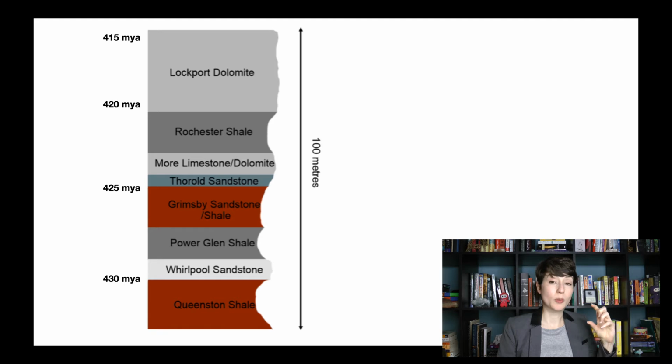Below that, we have the Grimsby sandstone and shale formation, which is thicker and is red. Below that, we have a darker Power Glen shale, which is very easily eroded again. Below that, we have something called whirlpool sandstone, which is a very beautiful, almost white sandstone. And below that, we have more red shale, which is again very easily weathered. So as you can see, we're going down about 100 meters in this cross-section of rock, going from 415 million years old at the top, all the way down to older than 430 million years ago at the bottom.